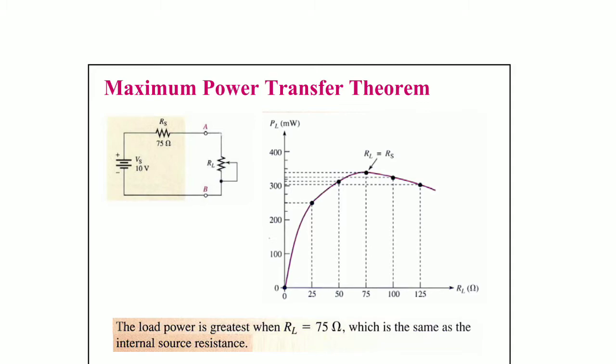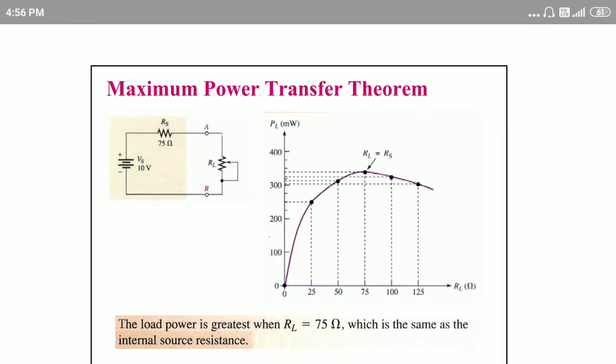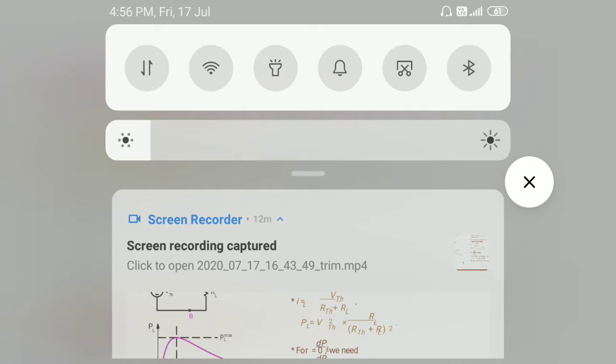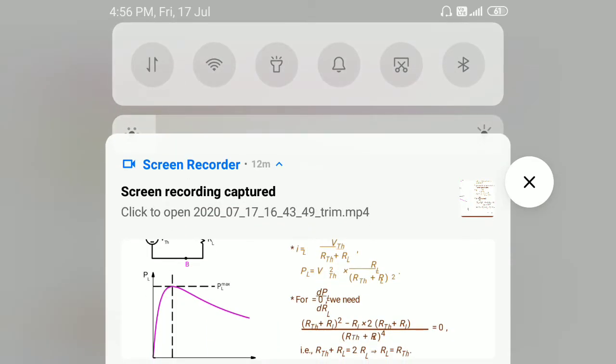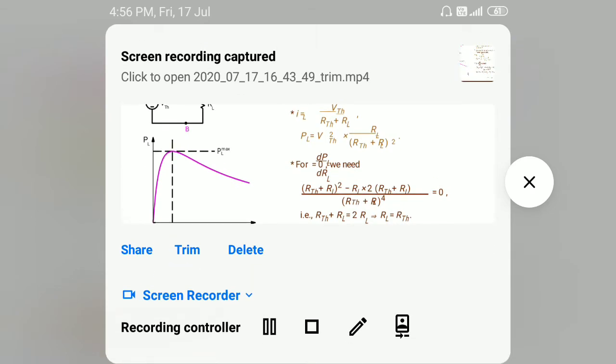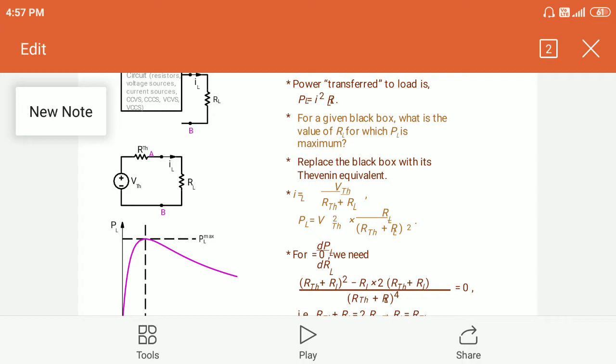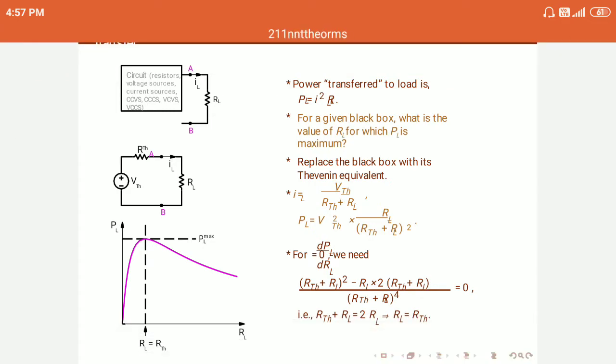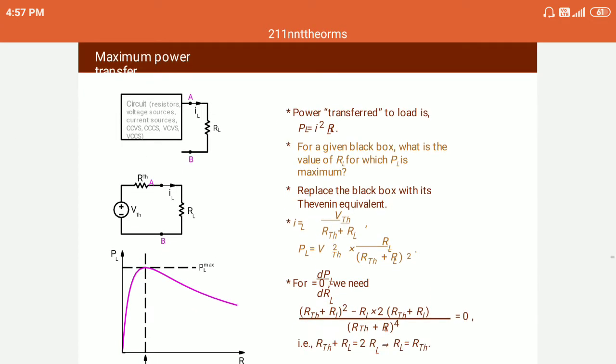That means when the load resistance is equal to the source resistance, the maximum power will be transferred to the load. This is just the concept of the maximum power transfer theorem. Here, observe this, the maximum power transfer theorem.